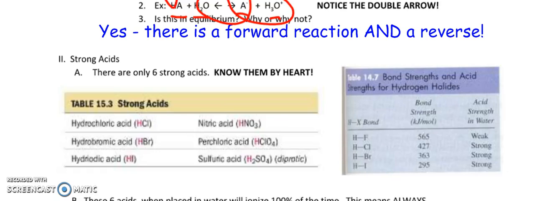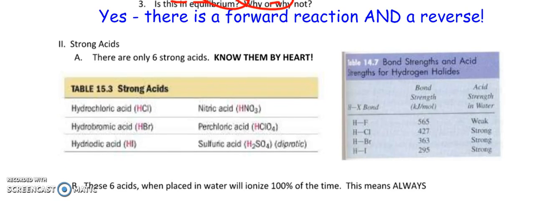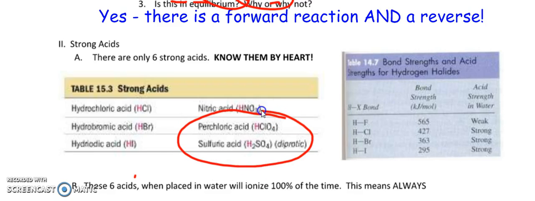Well, the good news, and maybe the bad news, is there are 6 strong acids. Please, please, please know them by heart, okay? So the 6 strong acids are hydrochloric acid, hydrobromic acid, hydroiodic acid. Notice those are 3 of the 4 hydrogen halides. And then nitric acid, perchloric acid, and sulfuric acid. We're going to talk a little bit more about why those are strong acids a little later on in the chapter.